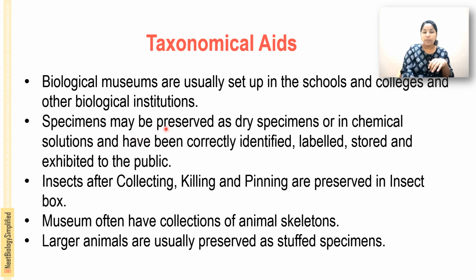That is, specimens may be preserved as a dry specimen or in a chemical solution or preservatives, and have been correctly identified, labeled, stored and exhibited to the public. Okay, the specimens may be preserved. How are the specimens preserved in this biological museum? They may be in dry forms or in a preservative solution added in the jars, as you can see. All these specimens are correctly identified, labeled, stored and exhibited to the public.